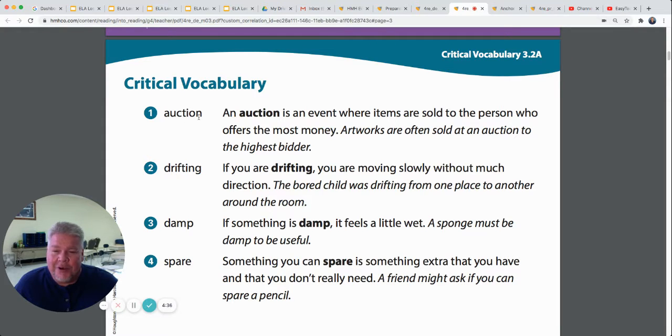The first word is auction. Have you heard of an auction? An auction is an event where items are sold to the person who offers the most money. Artworks are often sold at an auction to the highest bidder. You ever seen someone who runs an auction, an auctioneer? Like, give me one, give me two, give me 3, 4, 5, 6. They talk real fast and see who's going to give the most money for the item that's being sold. So they sell those things at an auction.